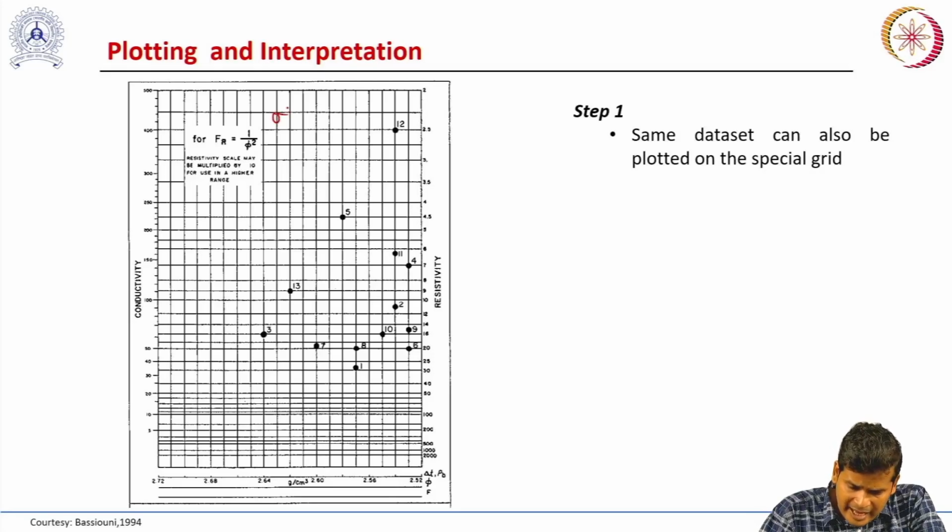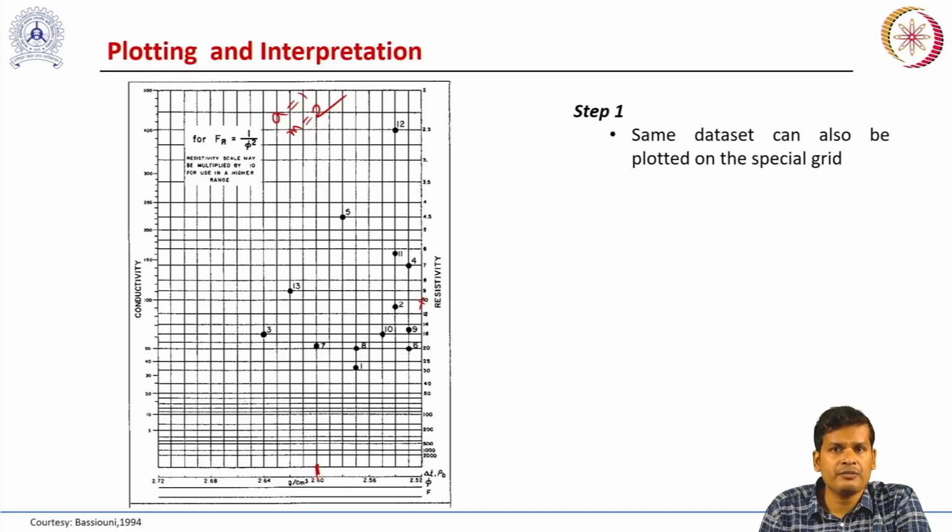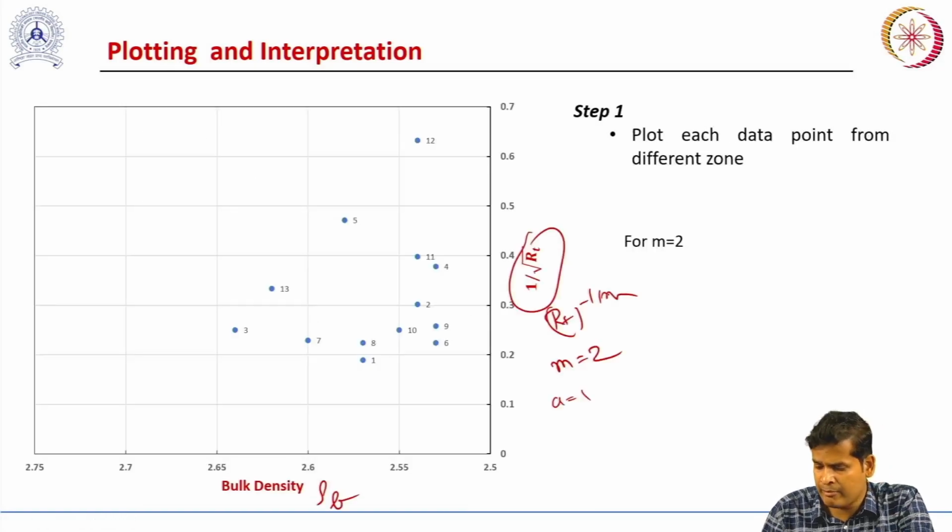For example, here I have used the value of a equal to 1 and m equal to 2. So I could have also used this customized graph where I can directly input the value of resistivity along with the bulk density. It would be easier if you're doing the manual interpretation or plotting this graph manually, to directly read the values of RT and rho b from this graph and plot them, instead of calculating RT raised to minus 1 by m, which I have done.